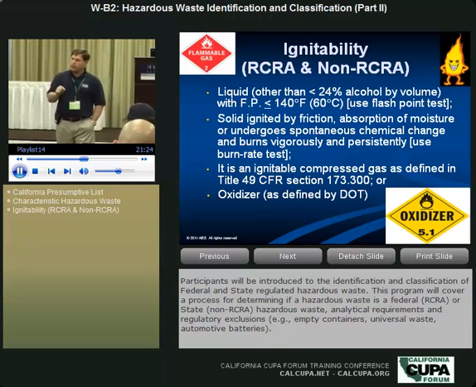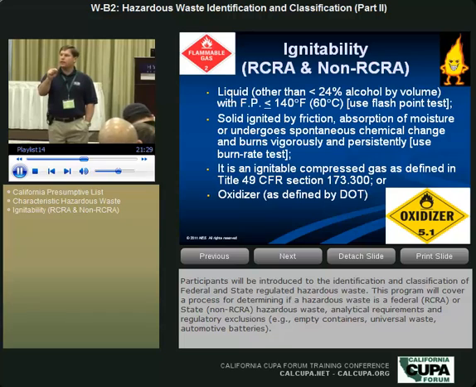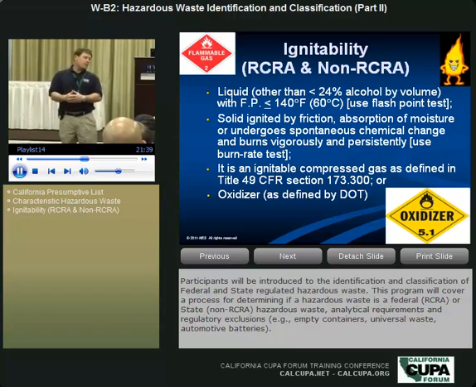And if that liquid has a flash point at or below 140 degrees, using a closed-cup Pensky-Martens test methodology, it's a hazardous waste. If you intend to relinquish it, dispose of it, recycle it, dispose of it.